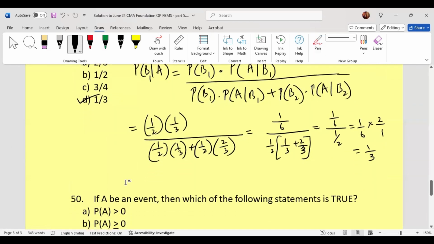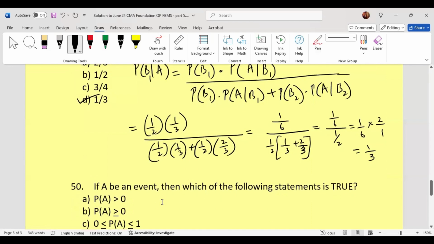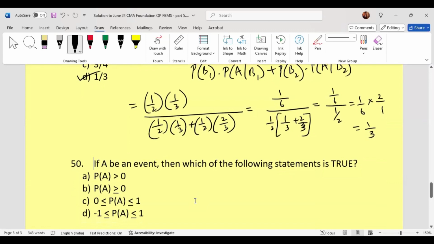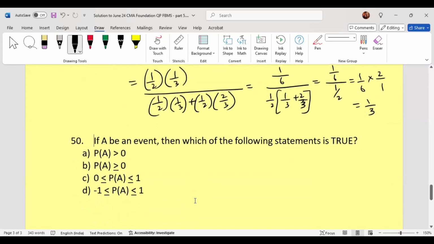Now, the last question, that is 50th question. If A be an event, then which of the following statements is true? Probability of any event has to be between 0 and 1. So straight away we can choose option C.